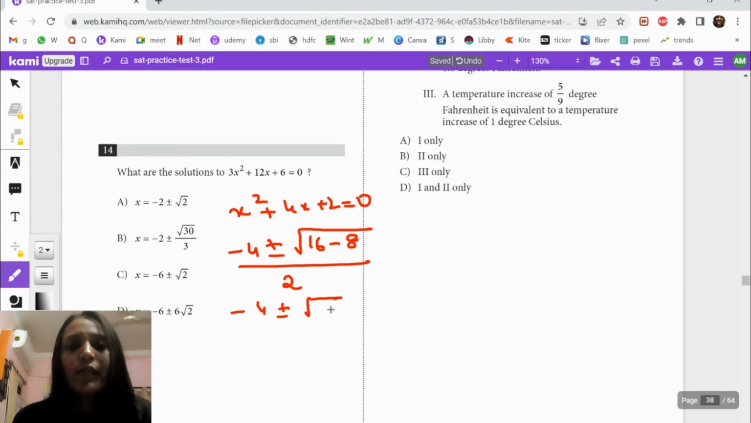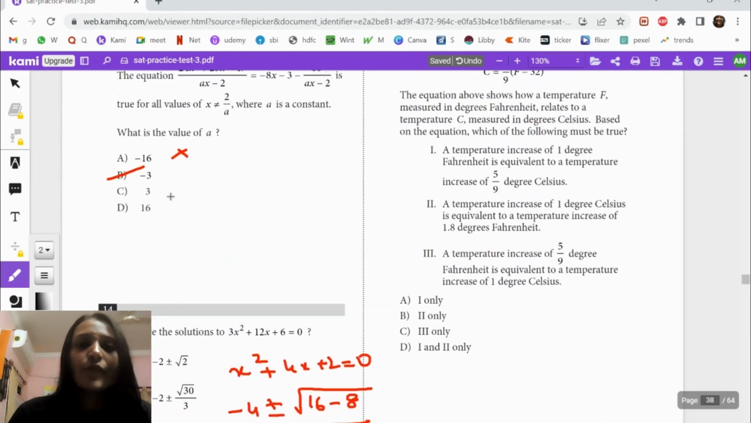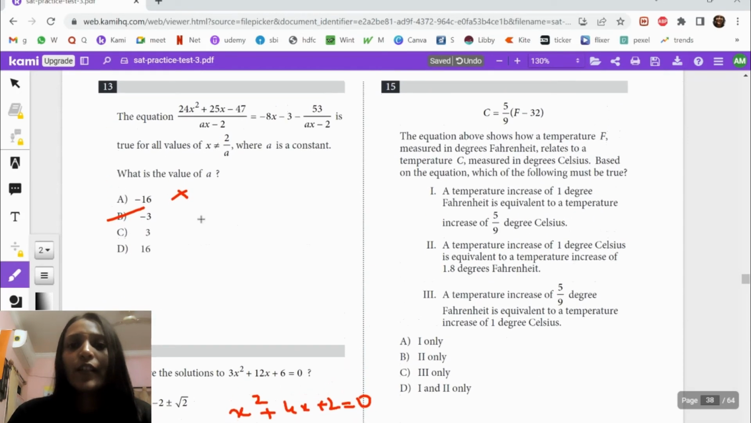So minus 4 plus or minus square root of 8, divided by 2. 8 is nothing but 2 root 2. So this can be written as 2 root 2, and 2 can just cancel out over here. So your answer should be minus 2 plus or minus root 2, which is your first option. Let's go to question number 15 over here.